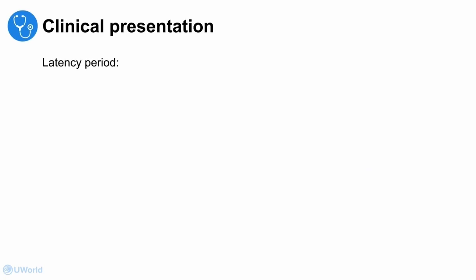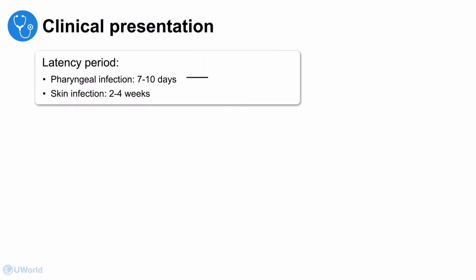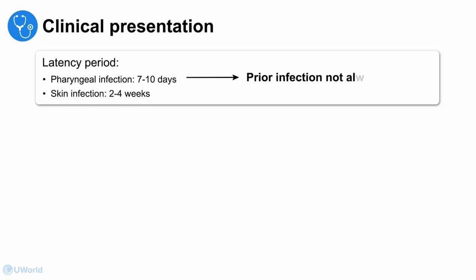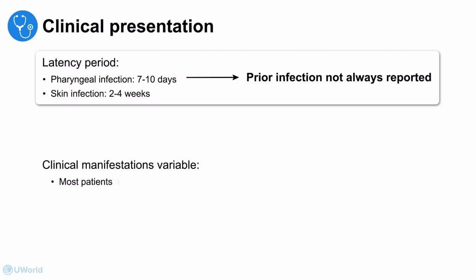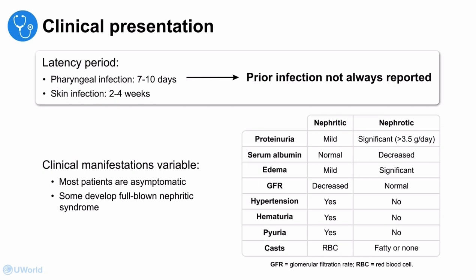PSGN typically presents 7 to 10 days after pharyngeal infections or 2 to 4 weeks after skin infections such as impetigo or cellulitis. The lag in symptoms corresponds to the delay in antibody formation and immune complex deposition. Because of this, some patients may not report a history of antecedent infection. Presentation can vary from only microscopic hematuria to overt nephritic syndrome. Most children are asymptomatic, but many others develop one or more characteristic nephritic symptoms.